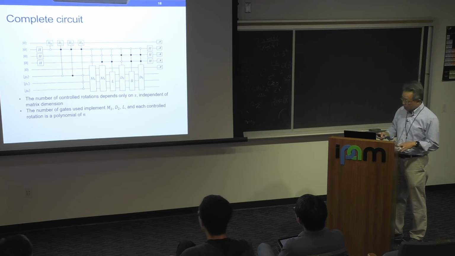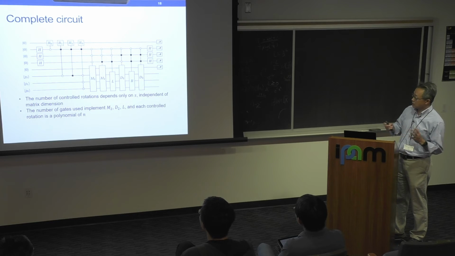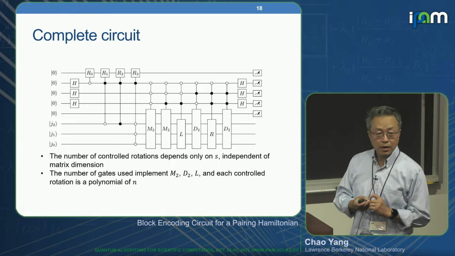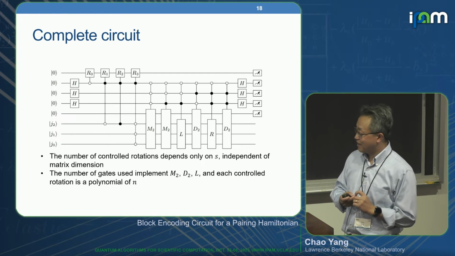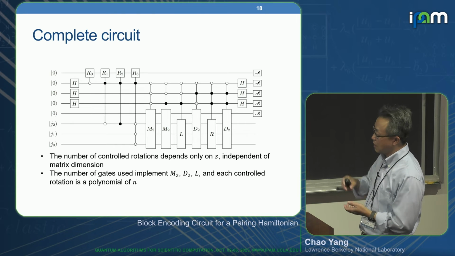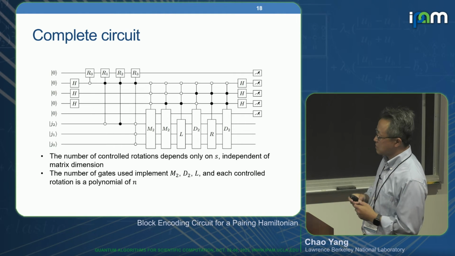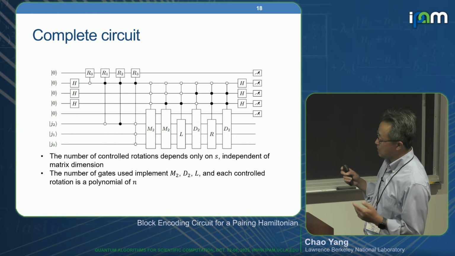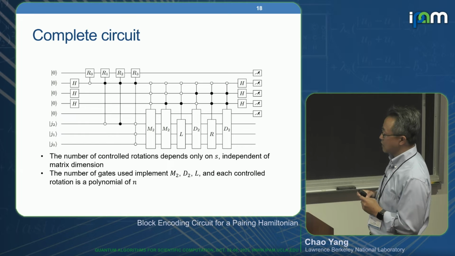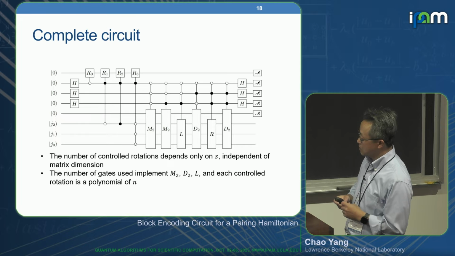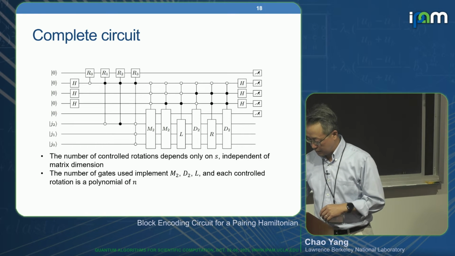Okay, so here's the complete circuit, and again, we just count the number of gates. You count the number of controlled rotations. It depends only on S, which we assume in this case is constant. In the worst case, it's a polynomial of lowercase n. It's independent of the matrix dimension in this case. The number of gates used in all the multiplication and addition is also poly in lowercase n.